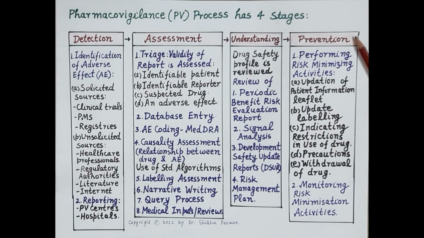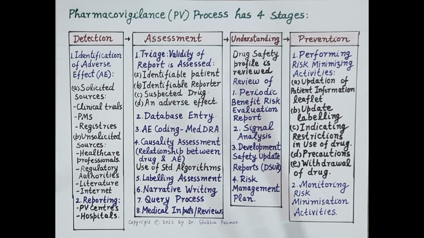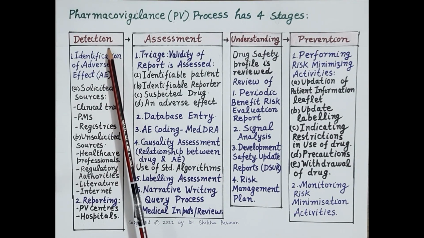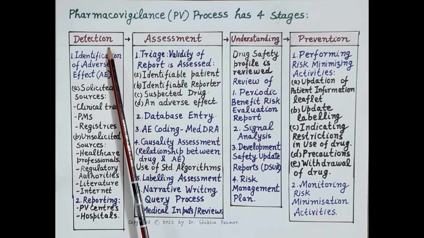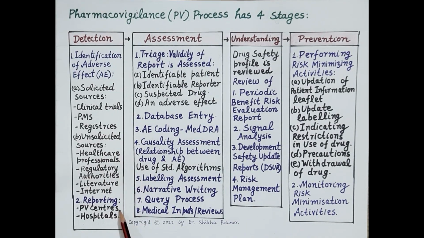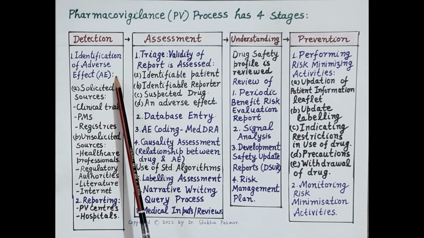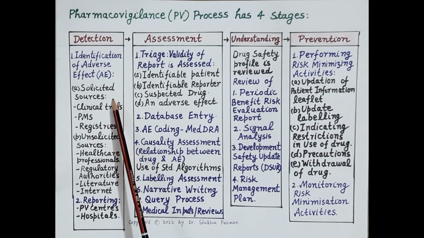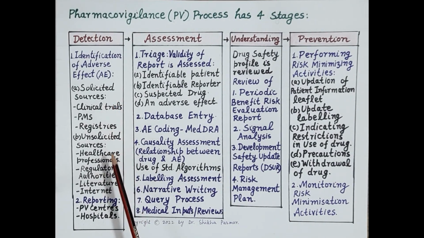Now let's understand each of these steps one by one. Now as discussed, first step in the process of pharmacovigilance is the detection of adverse effects. Now this includes first identification of adverse effect and then reporting of the adverse effect. Now adverse effects are identified by two sources. The first source is the solicited source and the second source is the unsolicited source.